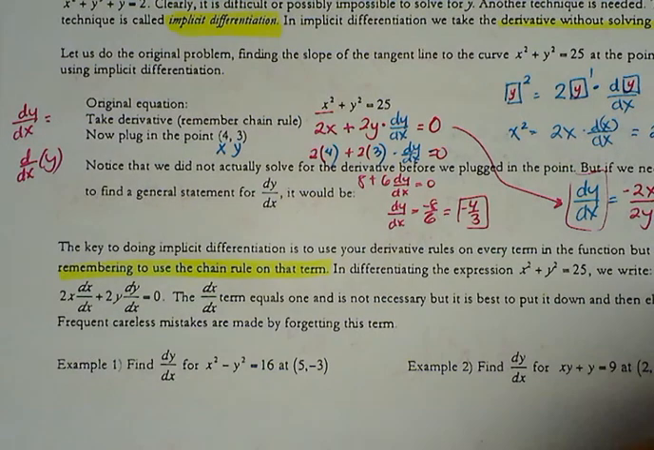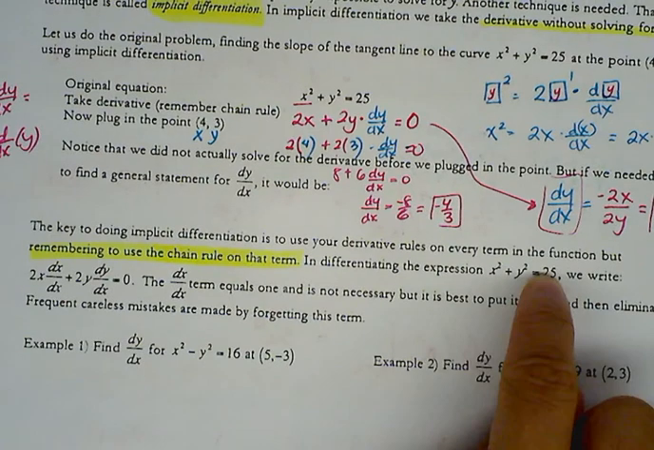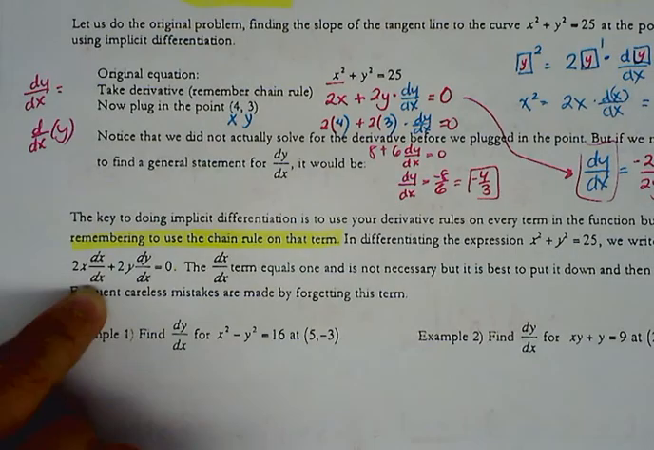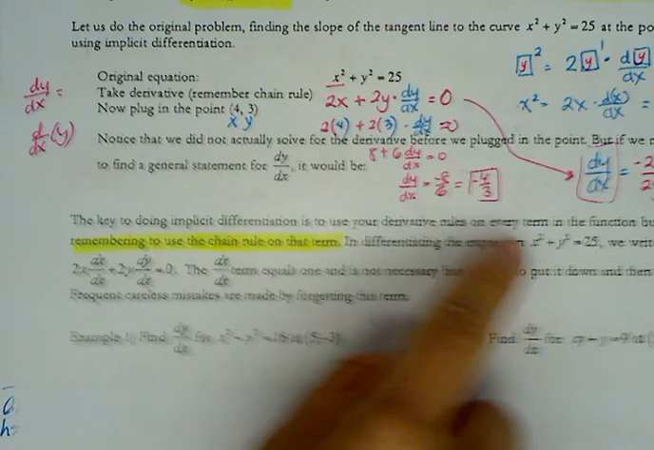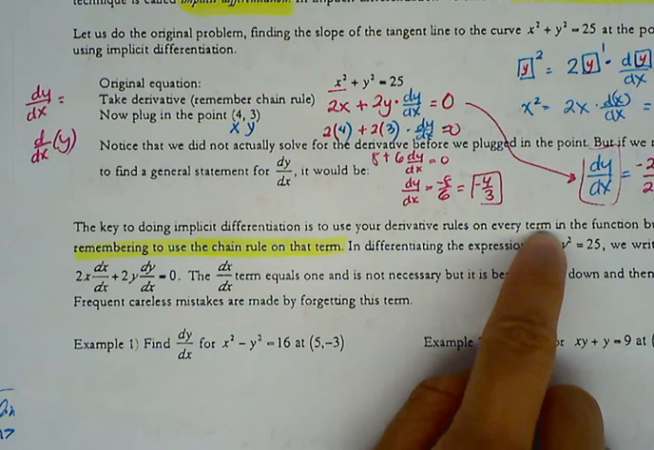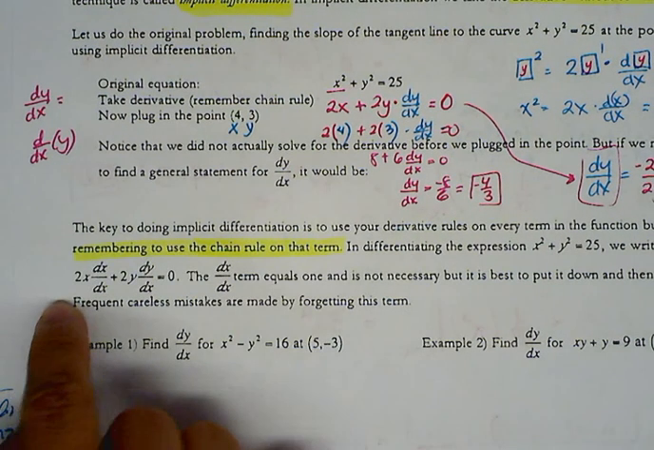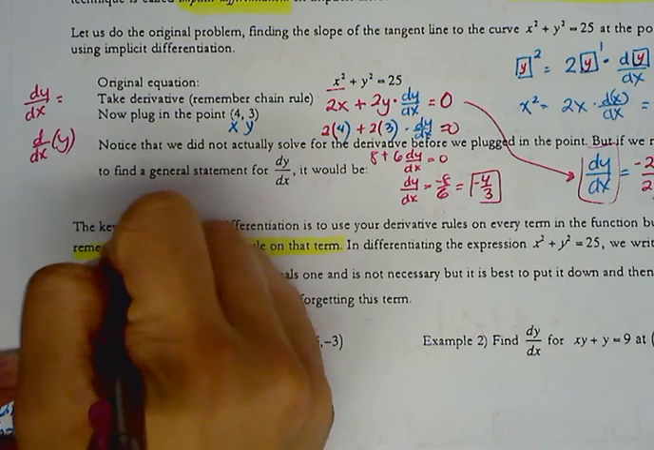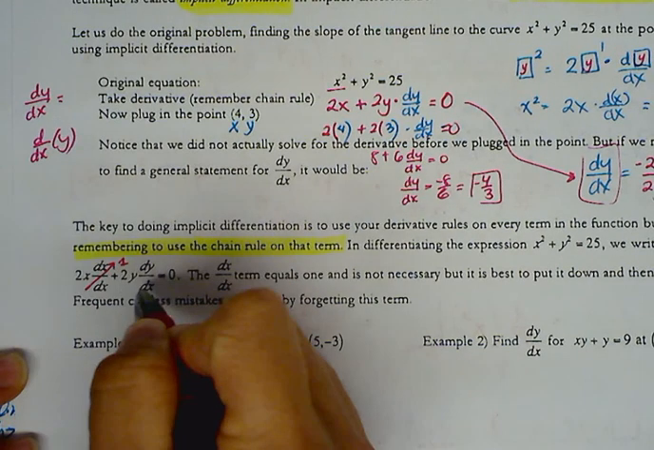In differentiating the expression x squared plus y squared equals 25, we write, okay, so here, see, they did it. So they did chain rule on the x and the y. So the derivative of x squared is 2x times dx/dx. But that goes to what? This is 1, right? And then 2y times dy/dx equals 0.